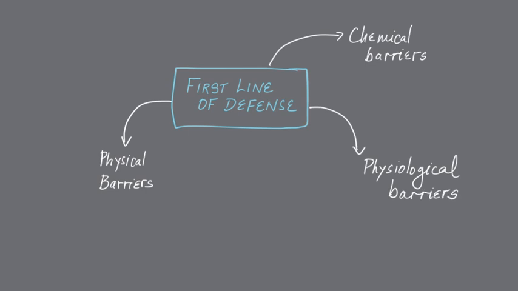The physical barriers, we start with the skin. The skin is what the pathogen first encounters, so our skin is our first barrier. The second barrier is hair. The third barrier are mucous membranes.